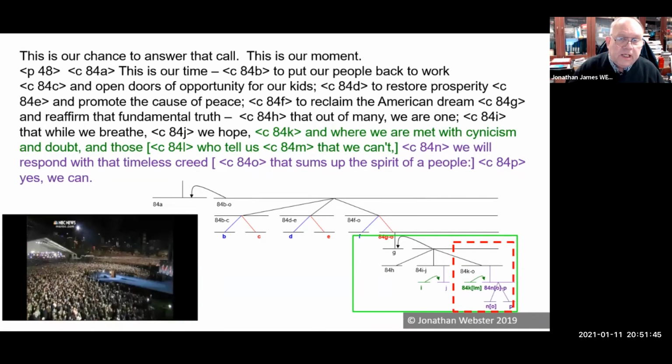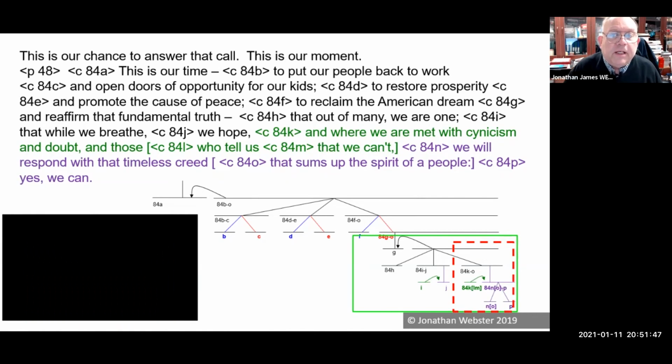Notice that his voice gets louder, right? And he begins to speak faster. But it has a beat to it. This is our time. And then you have three pairs: to put our people back to work and open doors of opportunity for our kids, to restore prosperity and promote the cause of peace, to reclaim the American dream and reaffirm that fundamental truth. It's getting faster, and you've got a 1, 2, 3. And then again, 1, 2, 3.